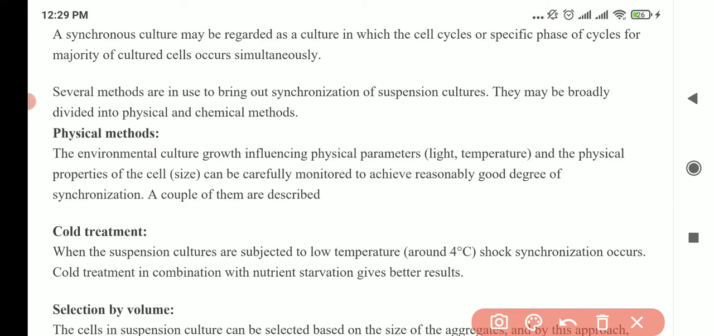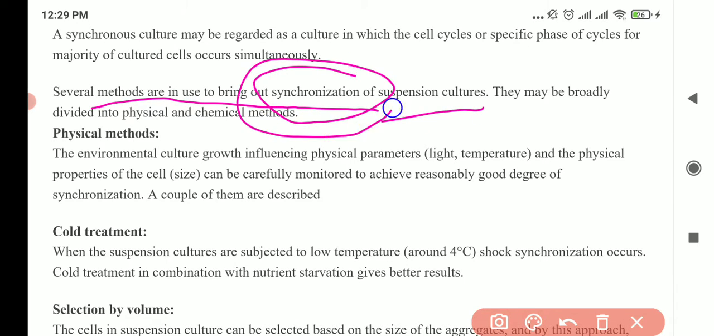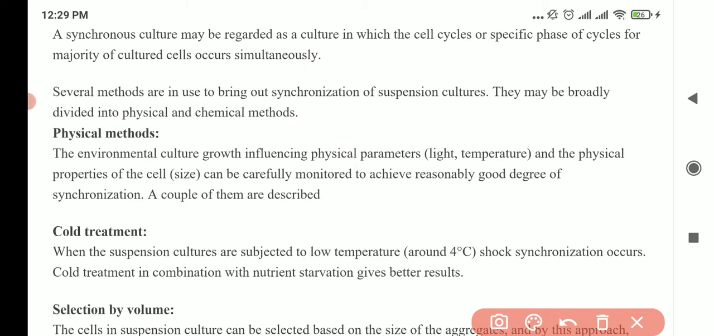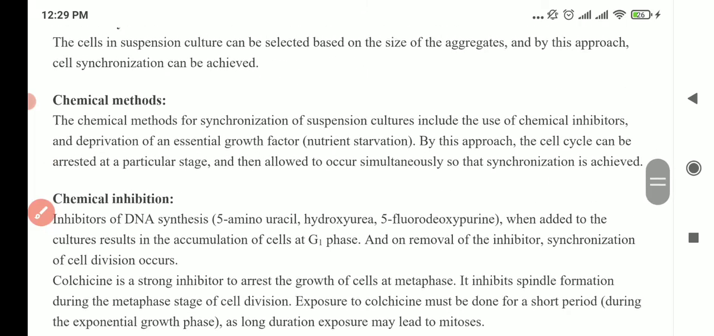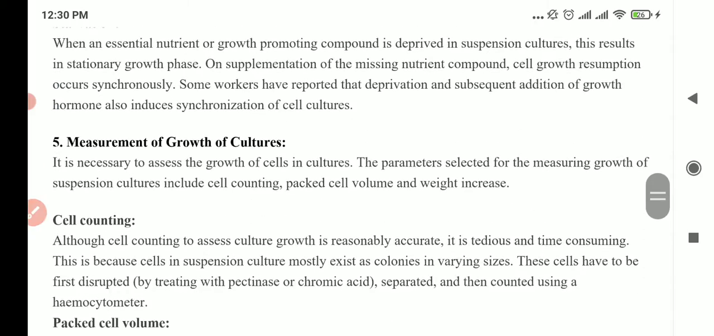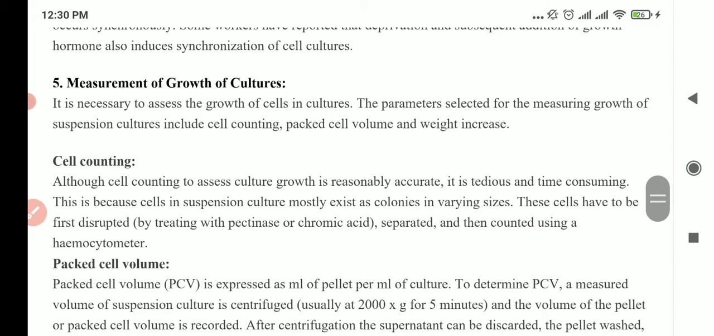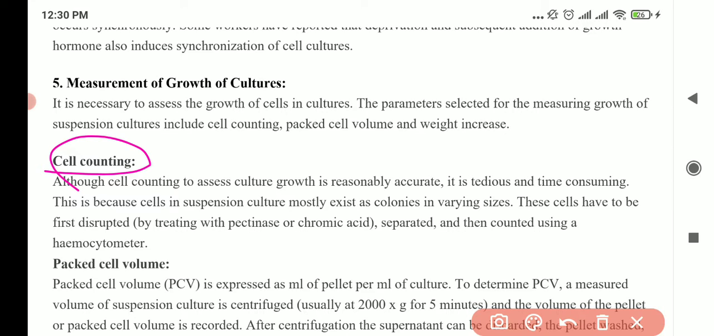Several methods are used to bring out the synchronization of suspension culture. So there are some methods to make them have the same cell cycle. Some are physical, chemical, selection by volume, and starvation, you can go through by yourself. Then how to measure the growth of the culture. So you do the cell counting. I think you must have seen the video by Miss Rimaya, that hemocytometer, where she's counting the cells. So you count it using a hemocytometer.